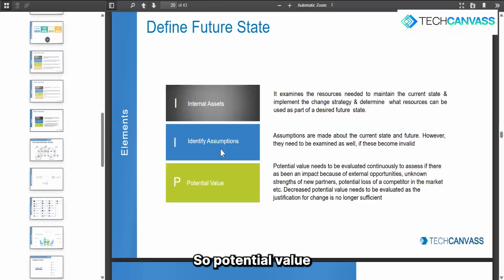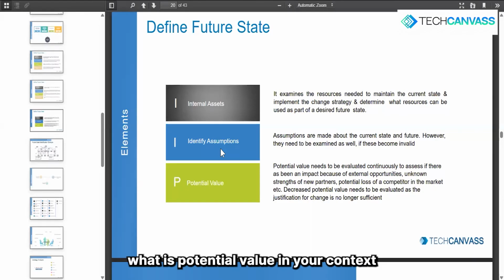Finally, we have potential value. Potential value is what you are going to finally achieve. Earning money or return on investment is not everything. Remember that. Potential value could also be because of mandated adoption of a change component. It could be sticking with compliance, unknown strength of a partner, loss of your competitor in the market. You will need to define what potential value is in your context. You'll have to define how you perceive value. It's not just finance, that is just one part of it. There are other things also. So that is your potential value.